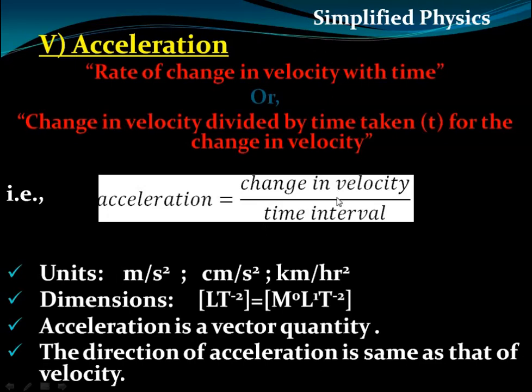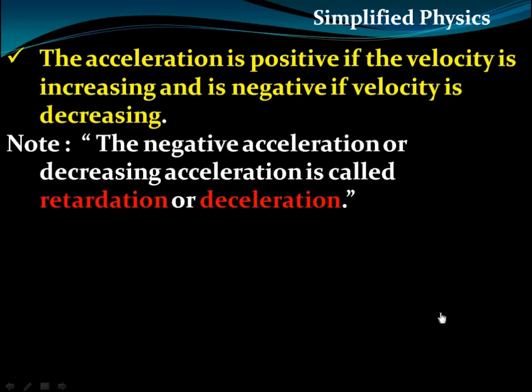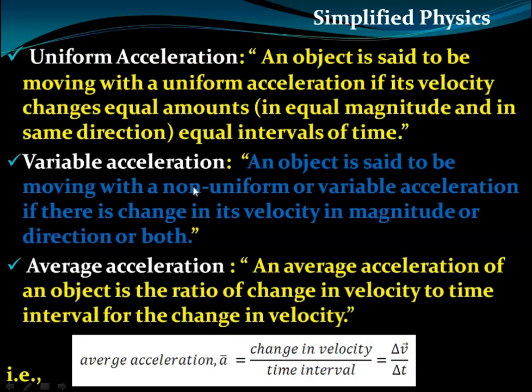And the direction of the acceleration is the same as that of the velocity change. The acceleration is positive if the velocity is increasing, and negative if it is decreasing. If velocity is decreasing, it is negative. If velocity is increasing, acceleration is positive. And negative acceleration or decreasing acceleration is simply called retardation or deceleration.